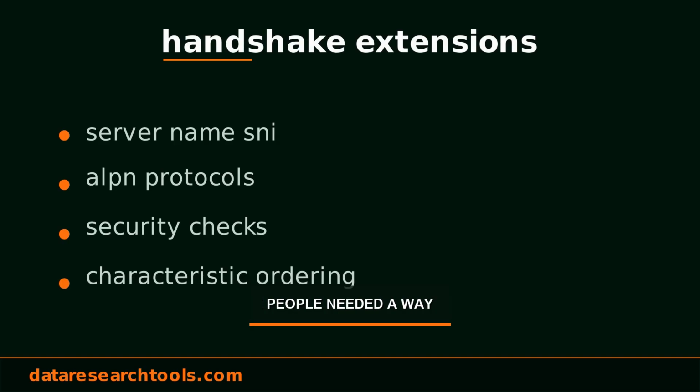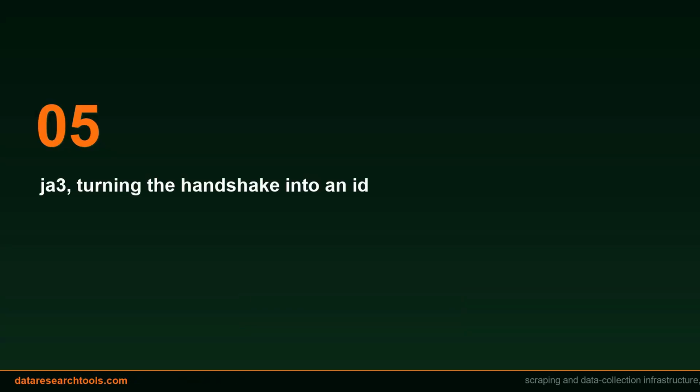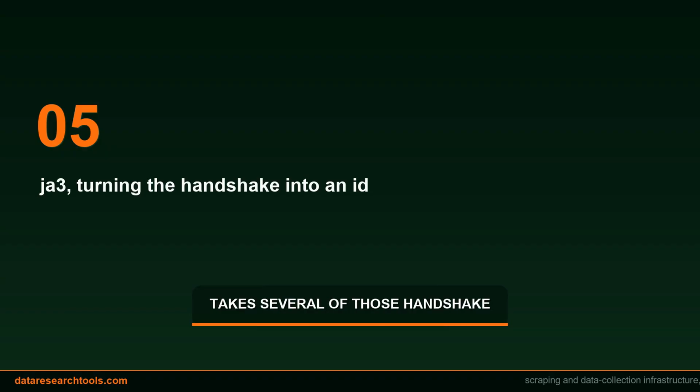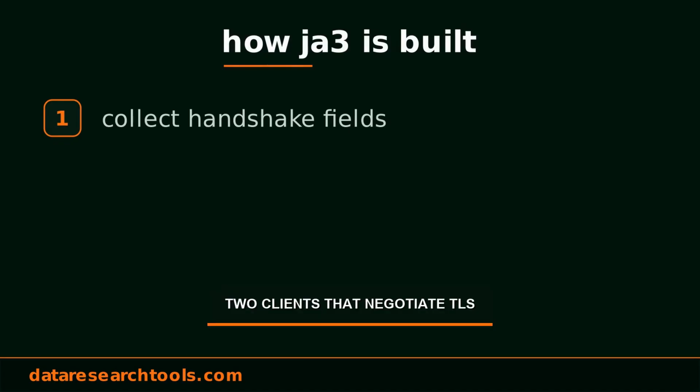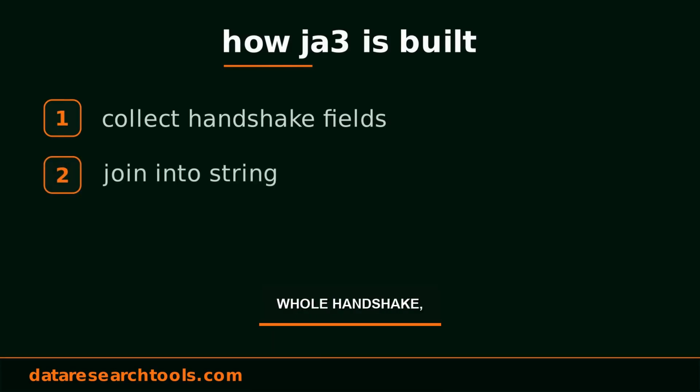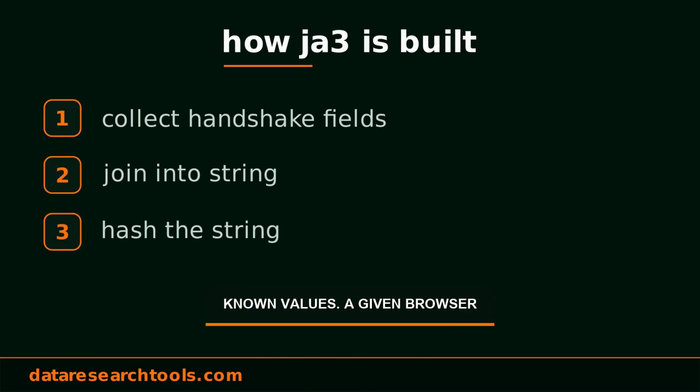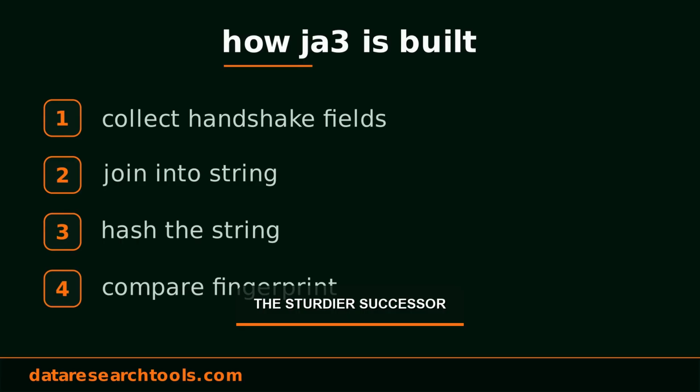JA3 is a way to talk about these patterns compactly. JA3 is a method that takes several of those handshake fields, the TLS version, the cipher list, the extensions, the supported groups, joins them into one string, and hashes it down to a short fingerprint. Two clients that negotiate TLS the same way produce the same JA3 value. So instead of eyeballing the whole handshake, a site can compute one small ID on the first packet and compare it against known values. A given browser version tends to land on a known fingerprint, and so does a given scripting library.